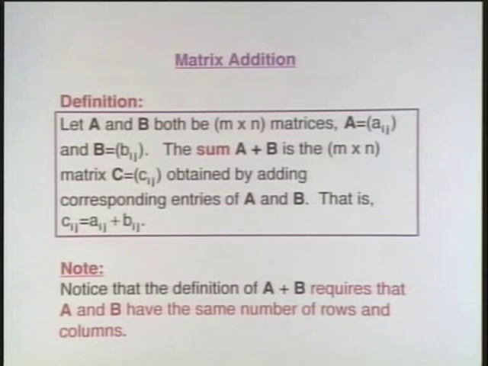Notice that the definition of A plus B requires that A and B have the same number of rows and columns. For example, if A is 3 by 2 and B is 5 by 6, then the sum A plus B is not defined.